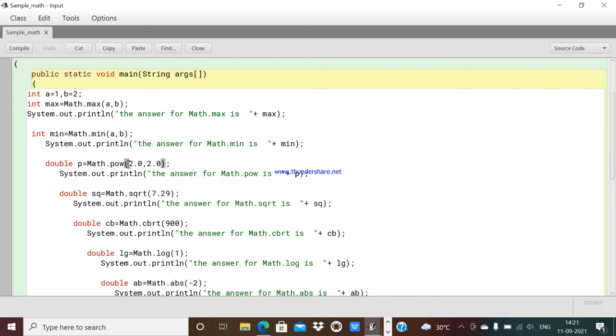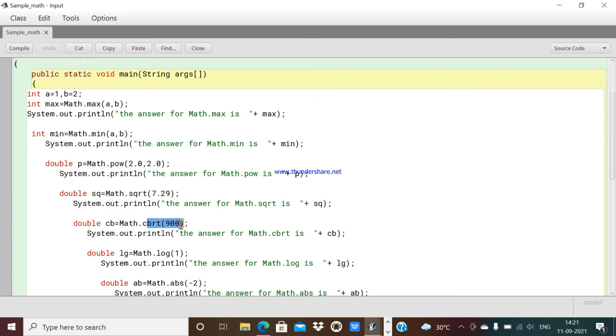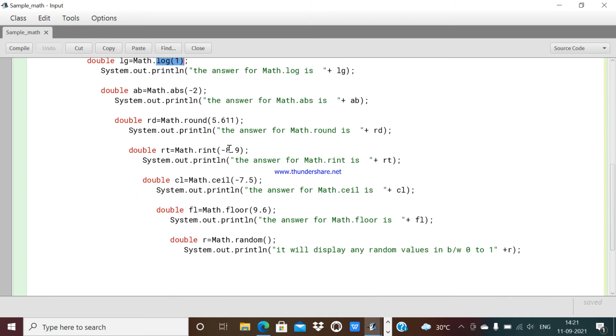Now for example I want to find out a power of 2, then here I am adding 2 comma 2. Because the data type is double, that's why I am passing 2.0, 2.0. Then here I am finding the square root of this number, here I am finding the cube root of this number, here I am finding the logarithm of this, then here I am going to find out the absolute number of minus 2. Then here I am going to round off 5.611. Then RINT will display the integer number nearest to minus 8.9.